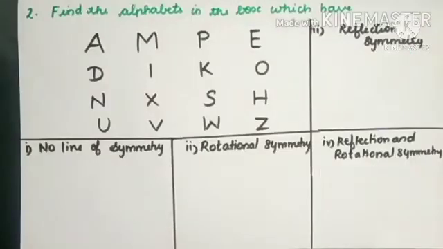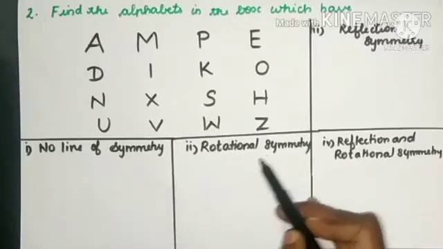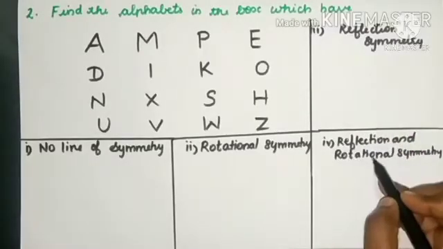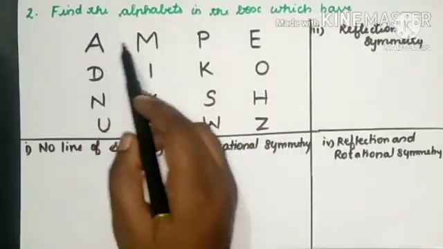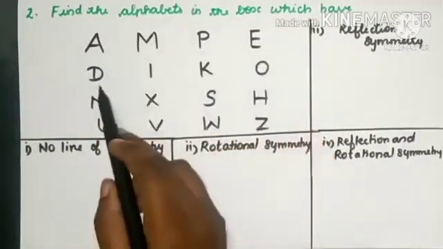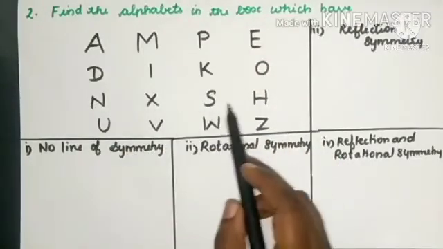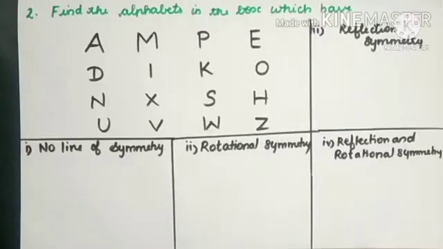Second one, find the alphabets in the box which have no line of symmetry, rotational symmetry, reflection symmetry, and reflection and rotational symmetry. We have to find it for the letters A, M, P, E, D, I, K, O, N, X, S, H, U, V, W and Z.